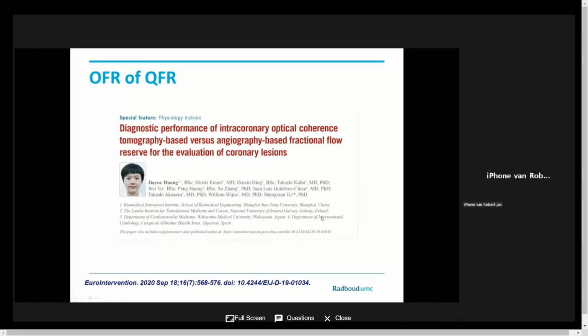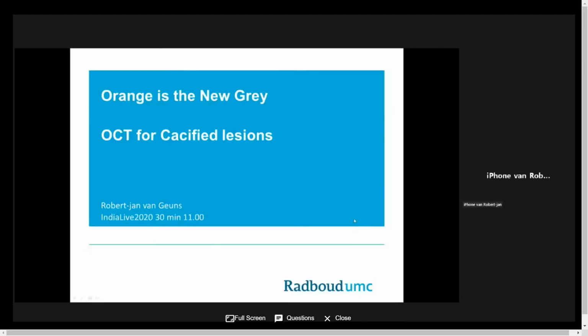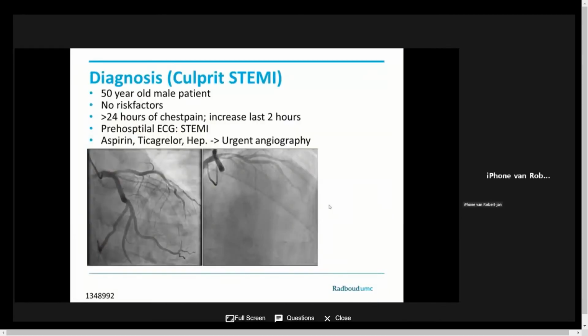QFR is really possible. I demonstrated the OFR earlier, and I just want to update you. This is a publication from 2020, comparing both technologies, the OFR and the QFR, to an invasive wire FFR. The correlation was better for the OFR versus the QFR, which is, of course, because of a bit less resolution versus the OCT. And I think we will see that in the future. Calcium, I probably better skip for the moment because of time.